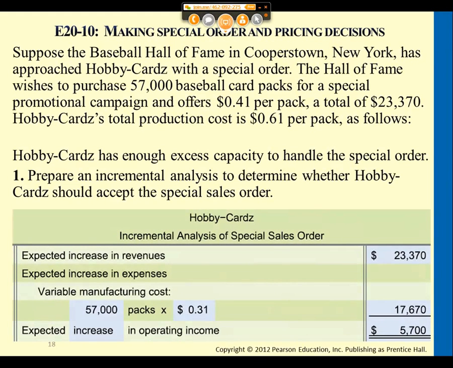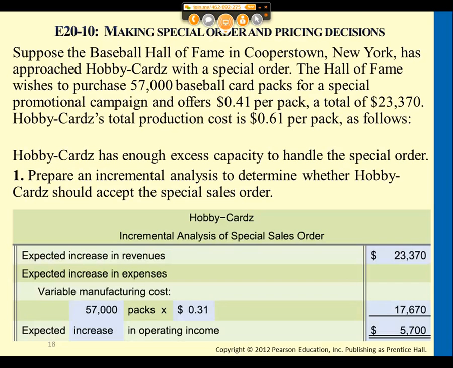Did you get that? So, expected increase in revenues, your variable manufacturing cost. Yeah, that is the only thing that you need to calculate. And the second thing that you need to do is to understand, is it an increase or a decrease? So what you do, you take 23,370 and you subtract 17,670. So are we rejecting or are we accepting?